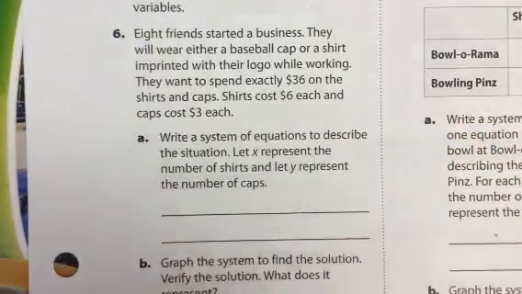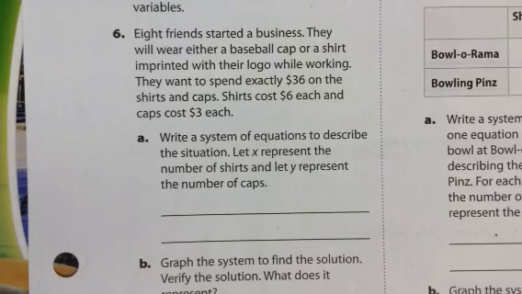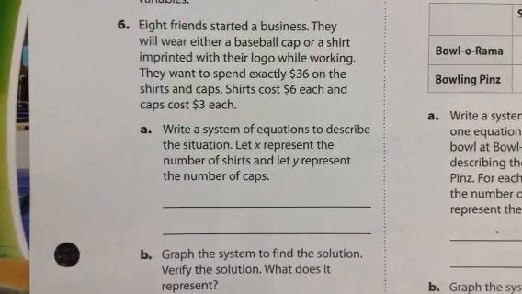Number 6, 8 friends started a business. They will wear either a baseball cap or a shirt imprinted with their logo while working. They want to spend exactly $36 on the shirts and caps. Shirts cost $6 each and caps cost $3 each. Write a system of equations to describe the situation. X is going to represent the number of shirts. Y is going to represent the number of caps.